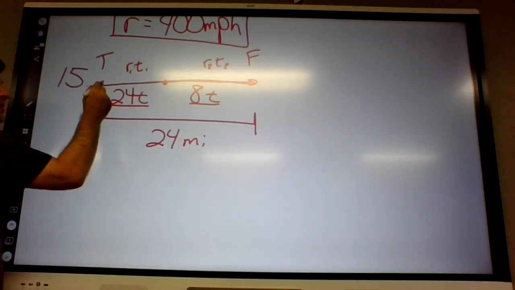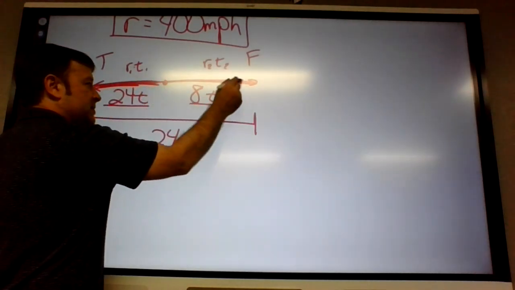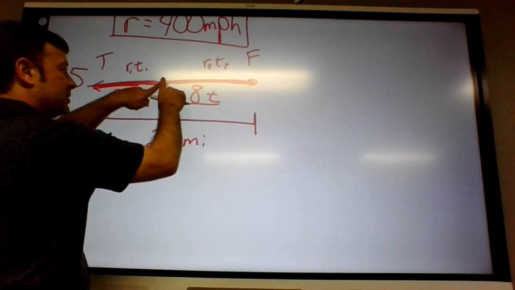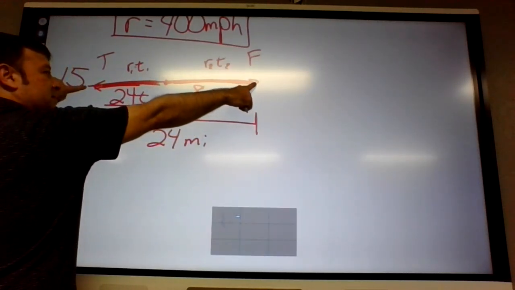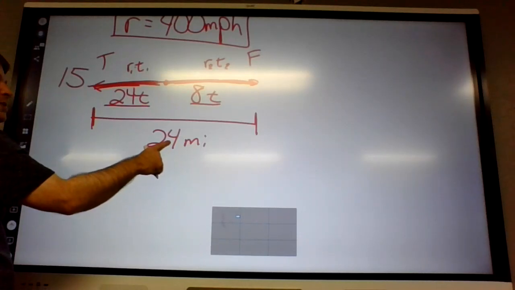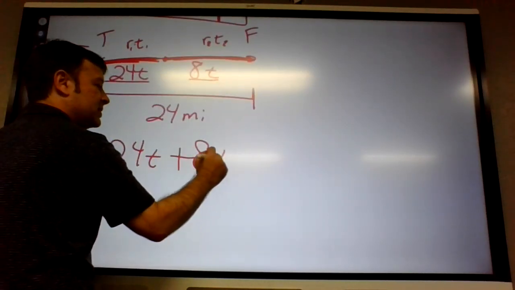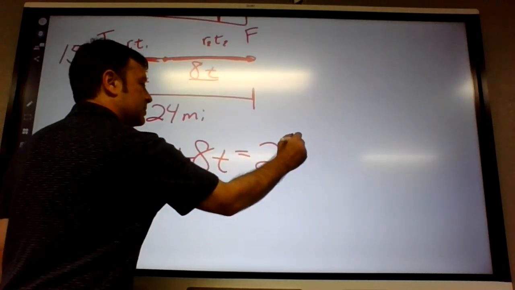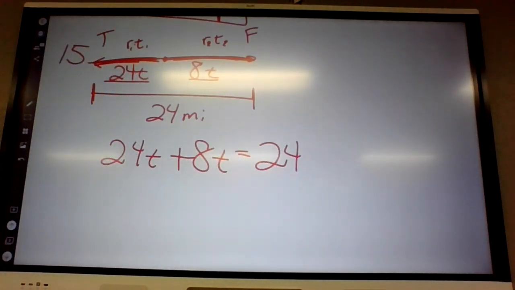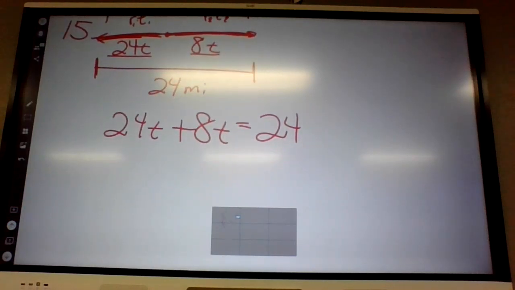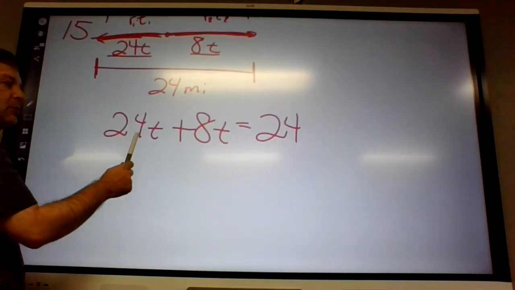Okay, it's this distance, Mr. Taylor's distance, plus this distance, the family distance, gives us the total distance, which is 24 miles. So, in other words, 24t plus 8t equals the 24 miles. Okay, that's the hard part, and then the easier part is solving it. So, because this goes back to like chapter 2, what would we do to solve this?